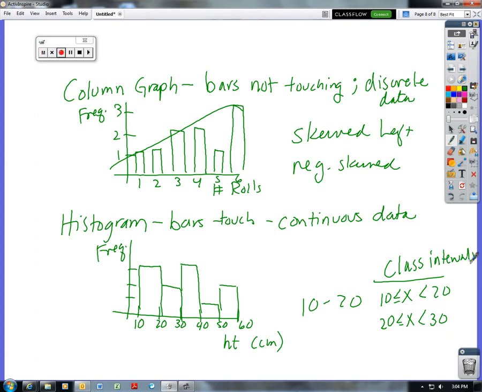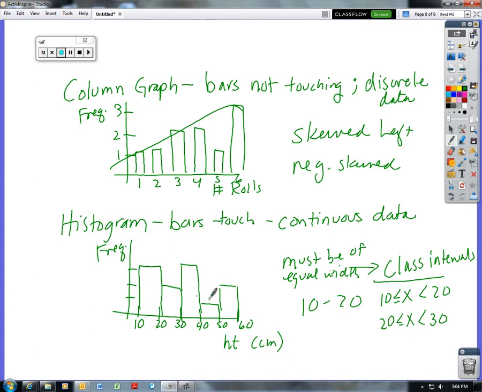And the class intervals have to be of equal width. Must be of equal width. So those are a couple of important things to realize. Oh, and another definition I just noticed.